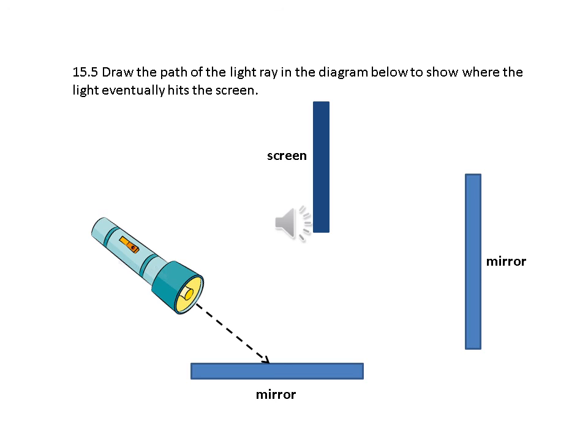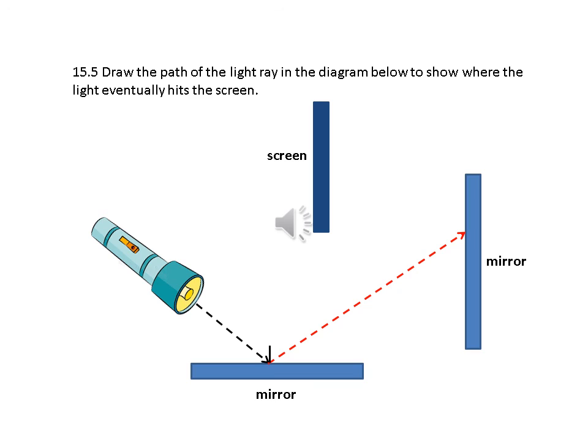On your own, question 15.5 said, draw the path of the light ray in the diagram below to show where the light eventually hits the screen. And so I don't know if you did it in your book or if you copied it onto a piece of paper, but basically what you're wanting to do is, from the incident light, have a light beam that's reflected, and draw it so that the angle of reflection is equal to the angle of incidence there.